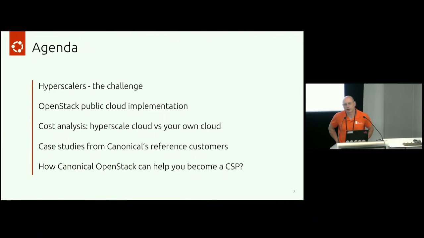We have a cost calculator that you can use. You can enter your VM, you can enter all sorts of data and get an overall cost. I will present a couple of case studies, and then we'll talk a little bit about Canonical OpenStack. So I'm going to try to keep it generic, not to make it look like a sales presentation, but I'm going to talk a little bit about how Canonical sees things, okay?